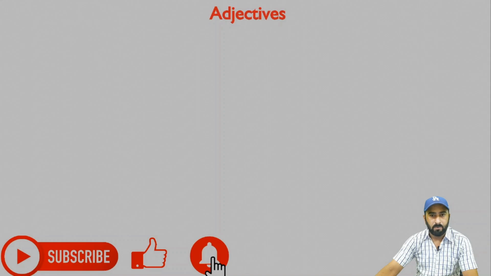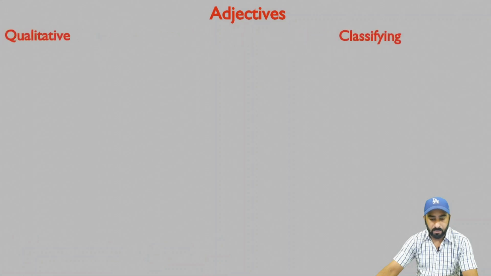In my previous video we talked about the definition of adjectives and the basic function of adjectives, and today we are going to talk about two very important categories of adjectives. Look at the display. We have two very important classes of adjectives. These are called qualitative and classifying adjectives, as you can see from the names displayed.